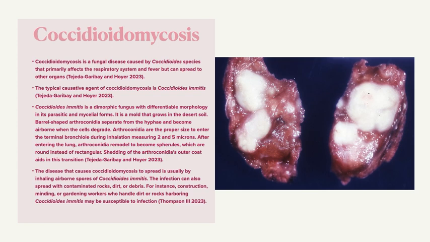Coccidioidomycosis usually spreads by inhaling airborne spores of Coccidioides immitis. The infection can also spread through contaminated rocks, dirt, or debris. For instance, construction, mining, or gardening workers who handle dirt or rocks harboring Coccidioides immitis may be susceptible to infection. Thomson, Roman, 2020.